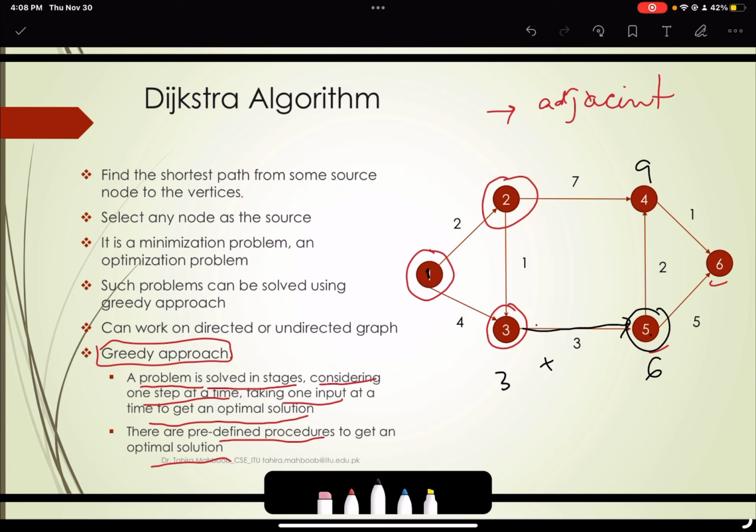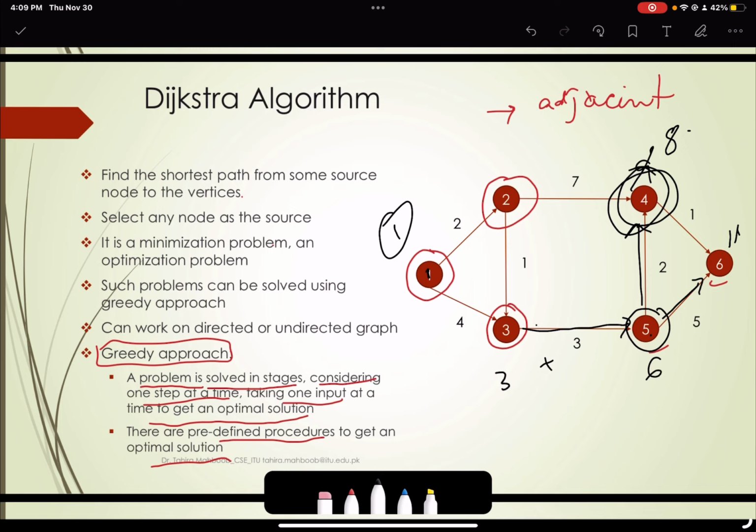From 5 again we have two options. Either we can move in this direction, or we could move in this direction. Out of the two, we estimate that reaching 4 from 5, the cumulative path becomes 8. Before it was 9, now it is updated to 8. And reaching 6 from 5, starting at vertex 1, the estimation is 11. So among these two, 8 and 11, 4 is selected.